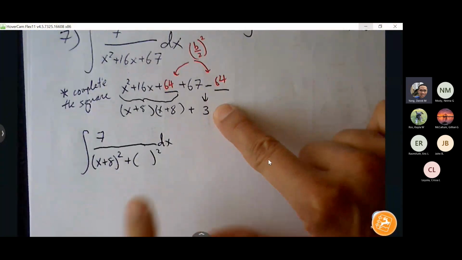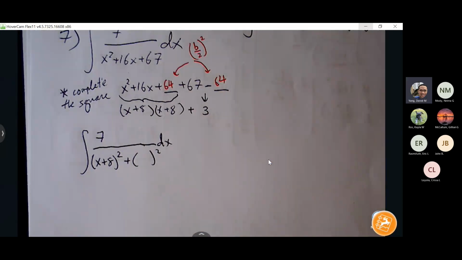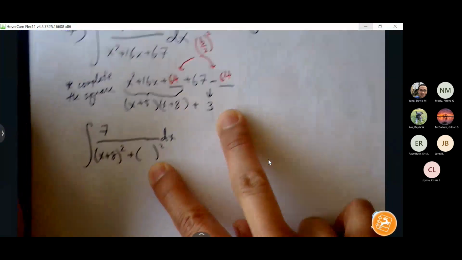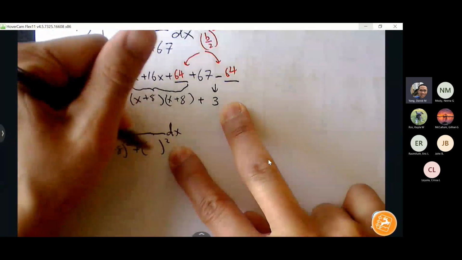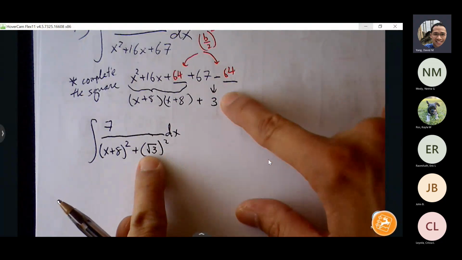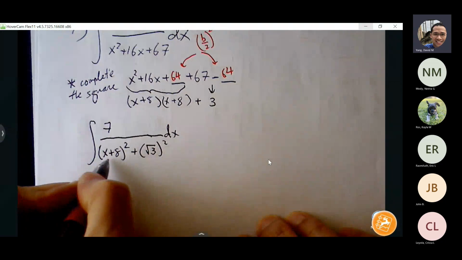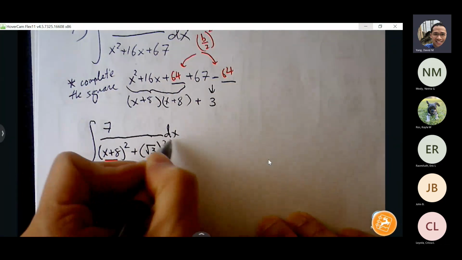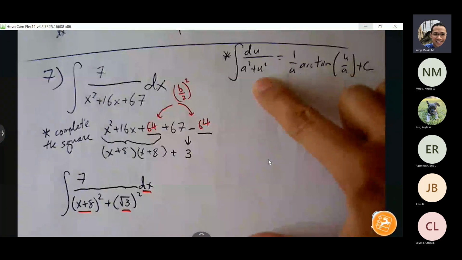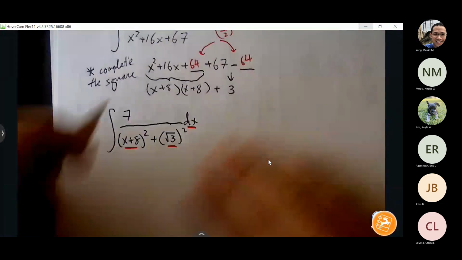My overall value is 3, but what can I insert inside the square, inside the parentheses? What squared equals 3? Root 3. All right, so double check it. Root 3 squared is that. This squared gives me that. So I have my u and a values sitting in front of me now. Go through u substitution, and I'm trying to get my problem to look exactly like this. If it does, I know I can apply my rule.